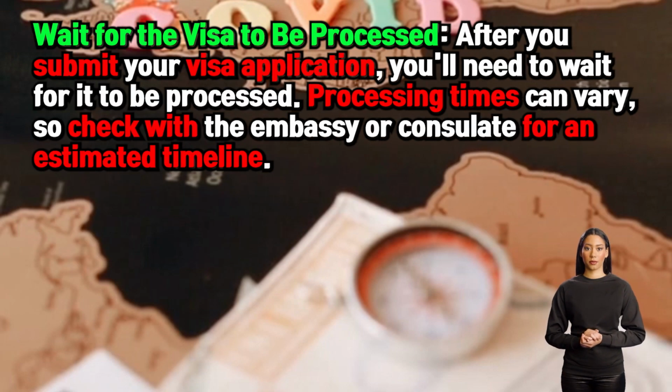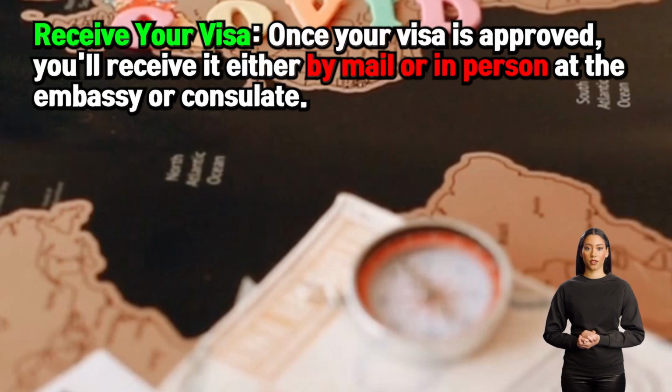Wait for the visa to be processed. After you submit your visa application, you'll need to wait for it to be processed. Processing times can vary, so check with the embassy or consulate for an estimated timeline. Receive your visa. Once your visa is approved, you'll receive it either by mail or in person at the embassy or consulate.